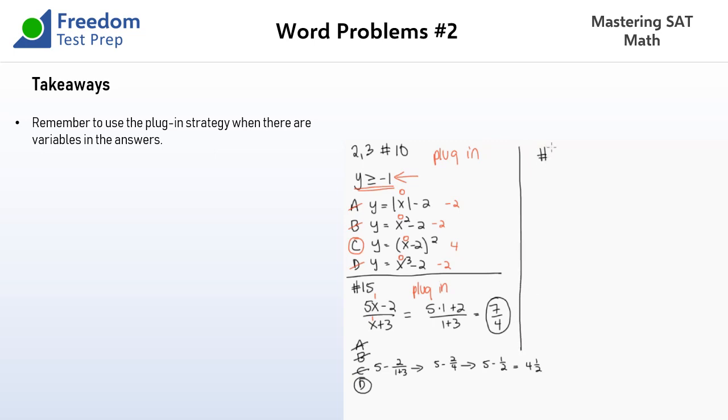Up here, number 16. Okay, it says a sales manager of a company awarded a total of $3,000 in bonuses to the most productive salespeople. So I write down $3,000. That's the total.